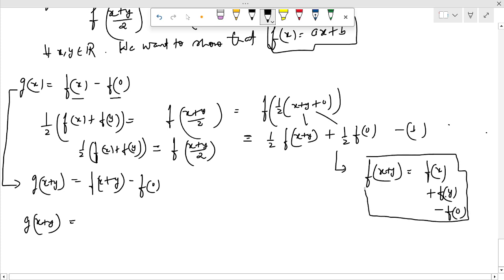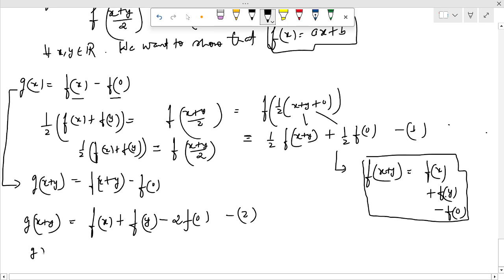So f of (x plus y) is nothing but, taking it to the other side, this cancels out. So f(x) plus f(y) minus f(0), and again minus f(0). So f of (x plus y) is simply f(x) plus f(y) minus 2f(0). This is your equation number 2.